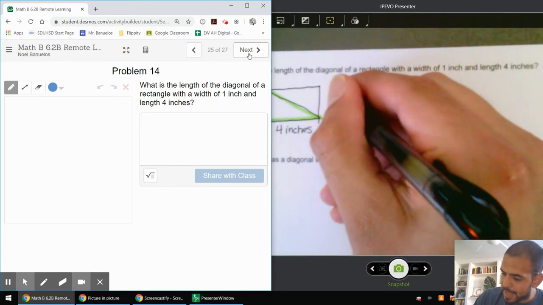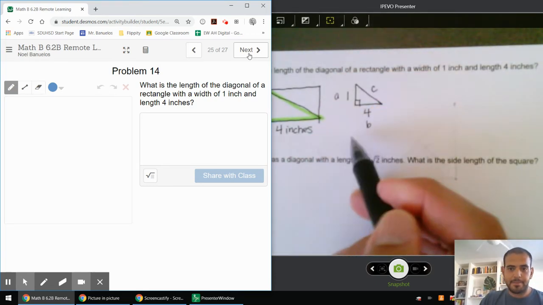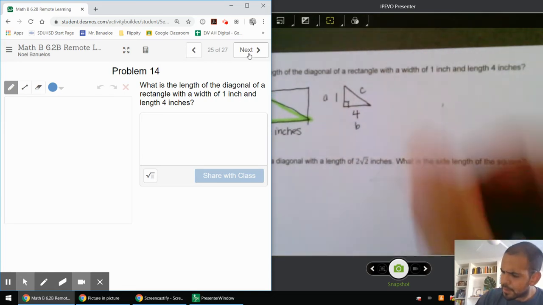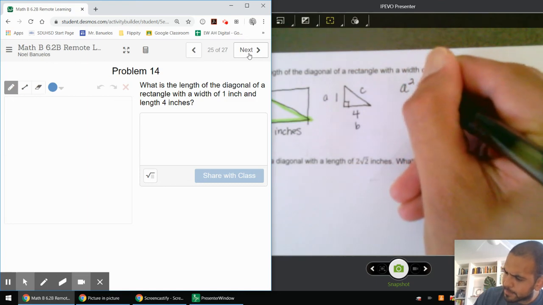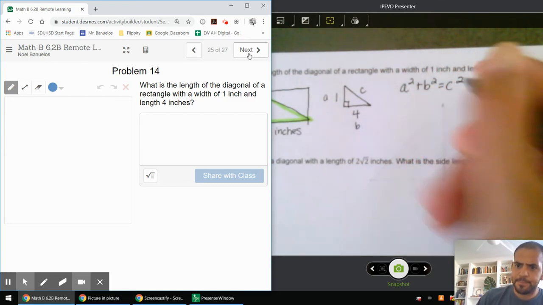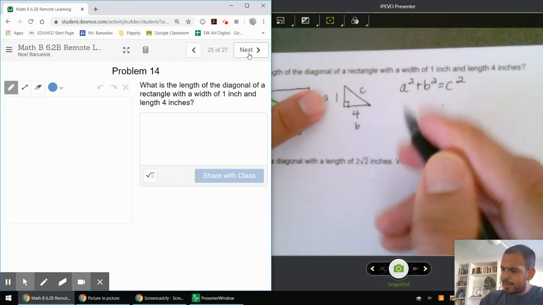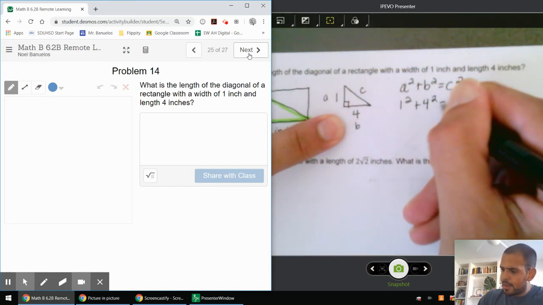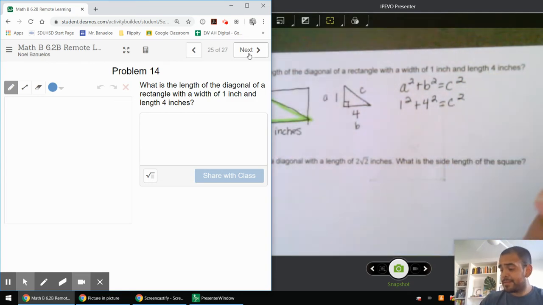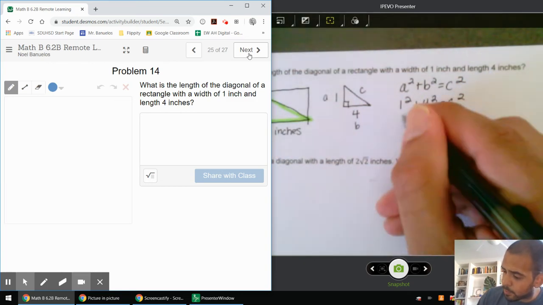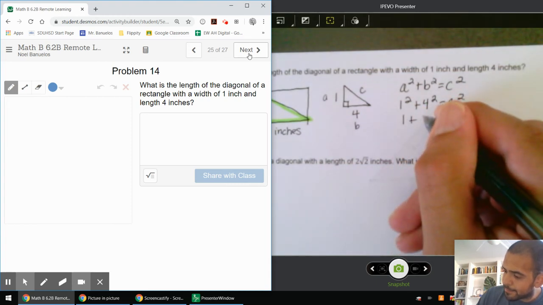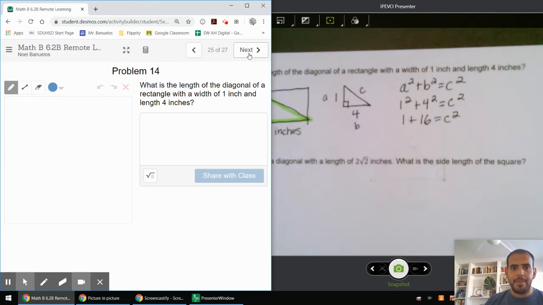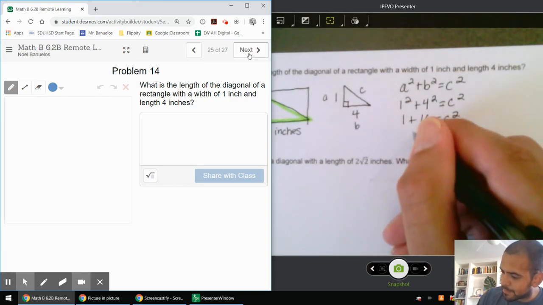So we'll label this A and B. It doesn't matter, A or B is interchangeable, okay? Those are your legs. So here we go. A squared plus B squared equals C squared. A is 1 squared. B is 4 squared. And then C, that's what I'm finding. So 1 squared is 1, plus 4 squared is 16, equals C squared. And then add these up, 17.